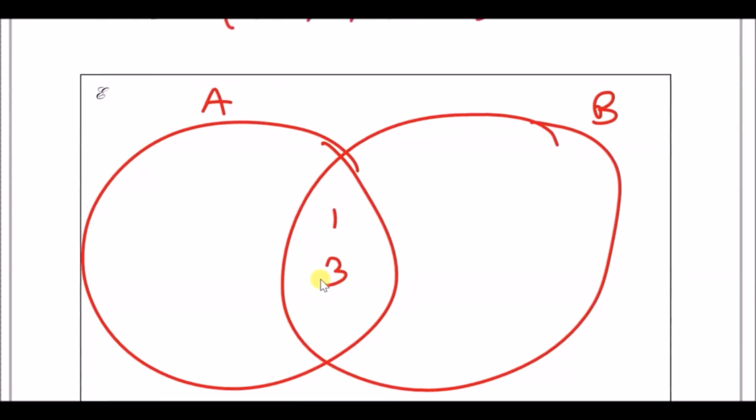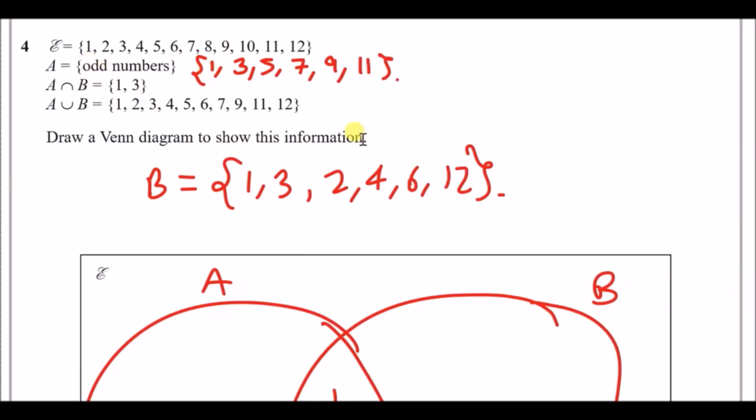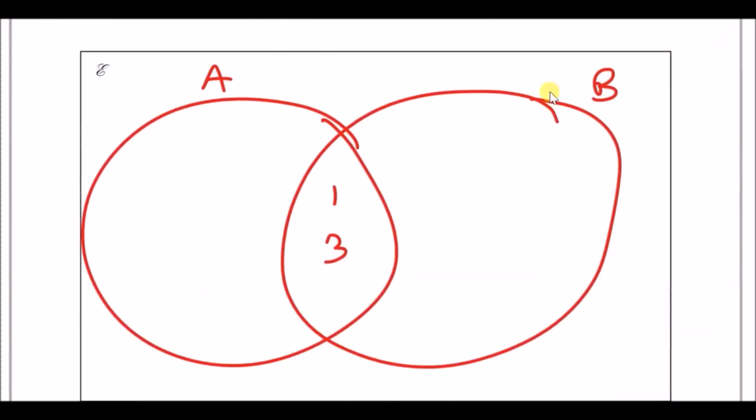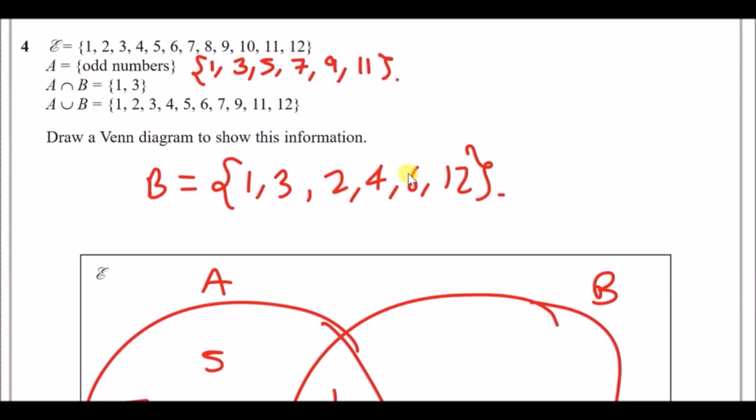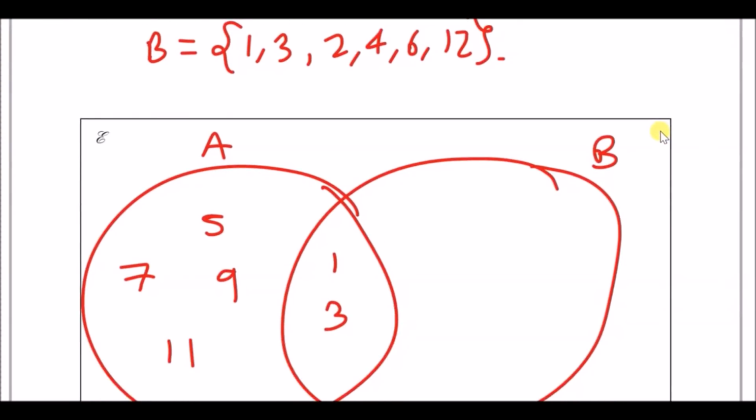Now we look at just A, what A has. A is all odd numbers. So we've already included 1 and 3. We also put 5, 7, 9, and 11. As for B, we've covered 1 and 3, but it also has some even numbers. So it has 2, 4, 6, and 12.